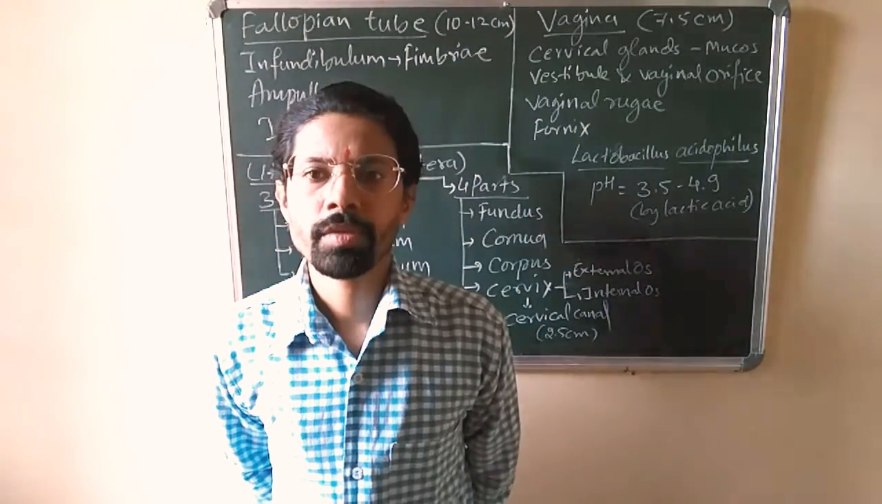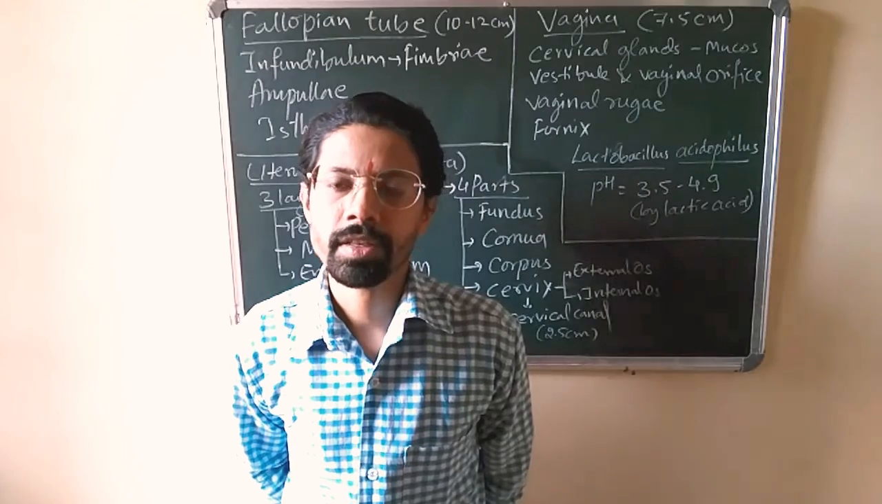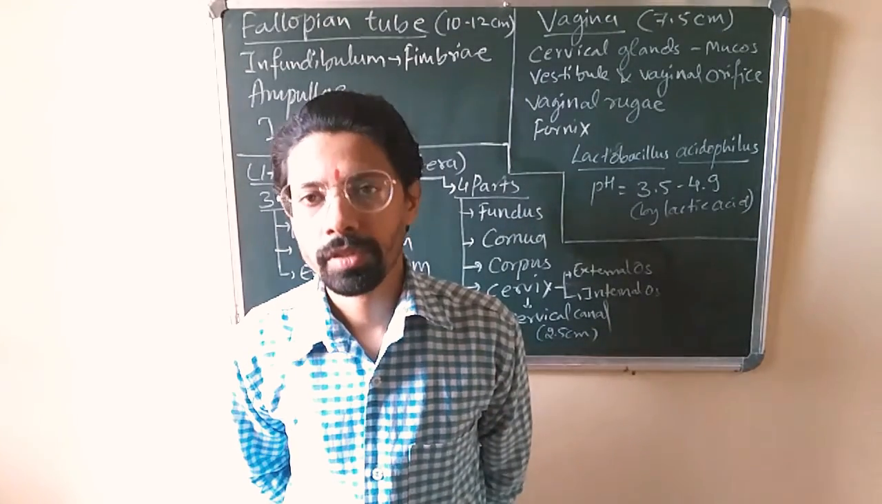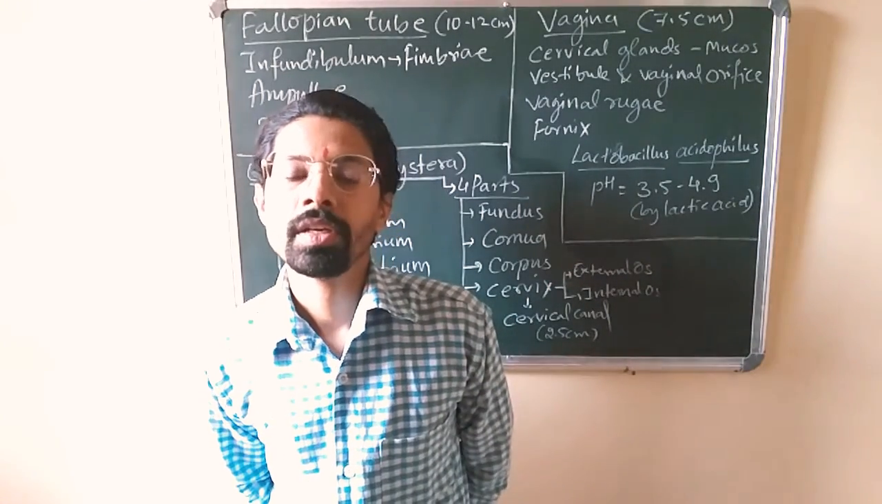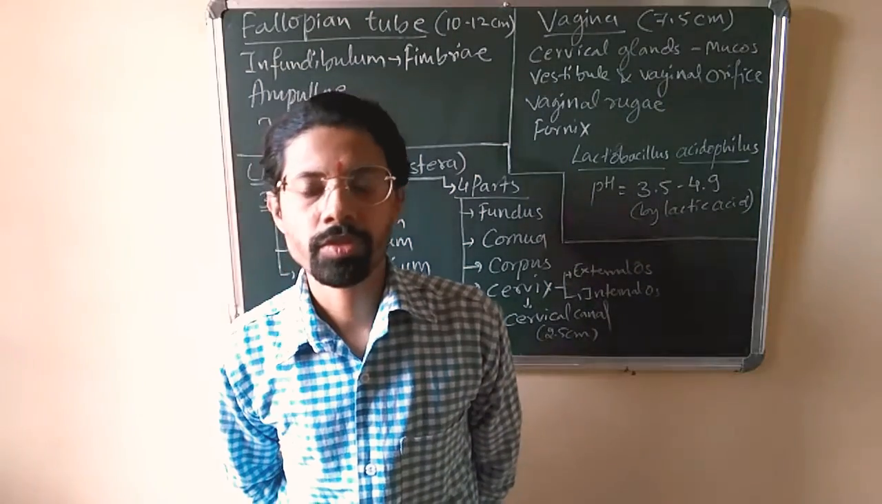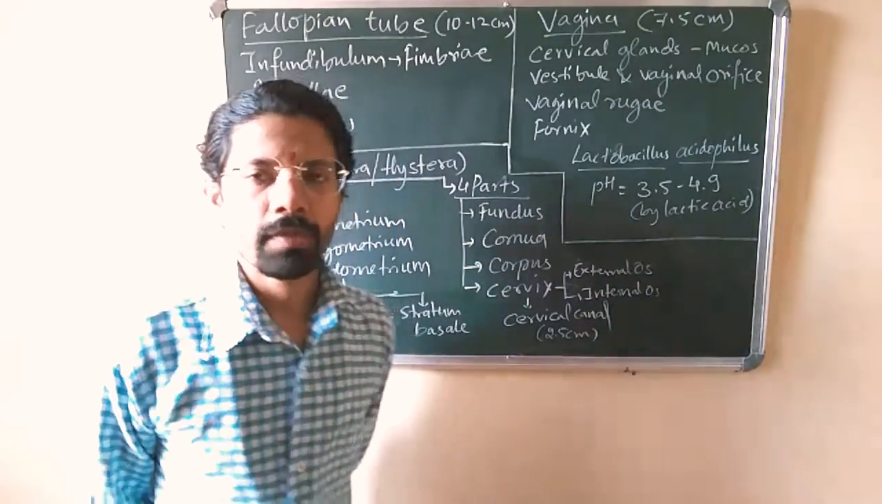So this video is a continuation of the topic human reproduction. In the last video session we had discussed the female reproductive system and the structure of the ovary. Today we are continuing with the structure of the fallopian tube, the structure of the uterus, and the structure of the vaginal canal. Okay. So starting with the fallopian tube.